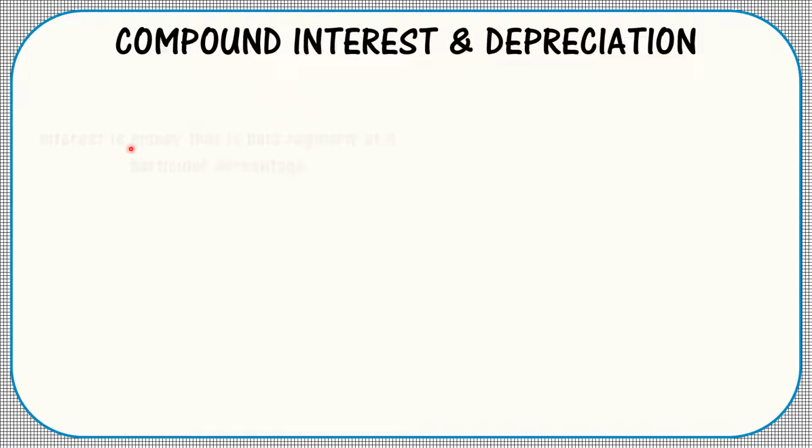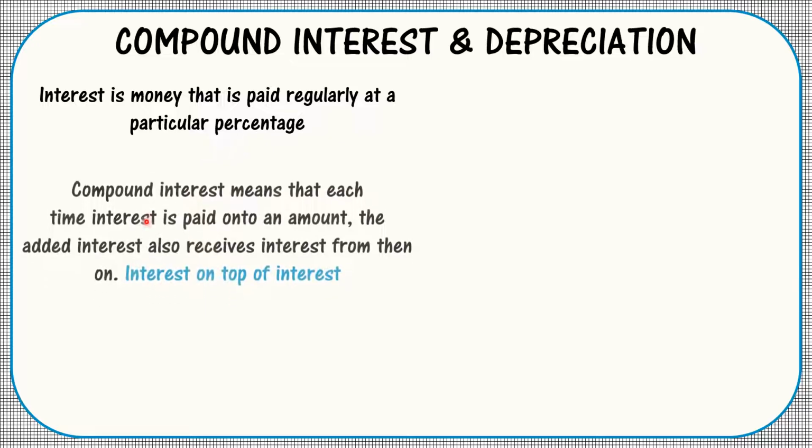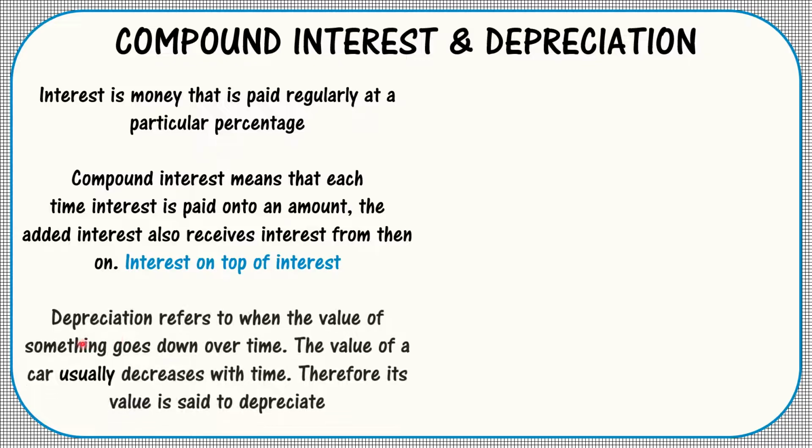Compound interest and depreciation. Interest is money that is paid regularly at a particular percentage. Compound interest means that each time interest is paid onto an amount, the added interest also receives interest from then on. It is basically interest on top of interest. Depreciation refers to when the value of something goes down over time. The value of a car usually decreases with time, therefore its value is said to depreciate.